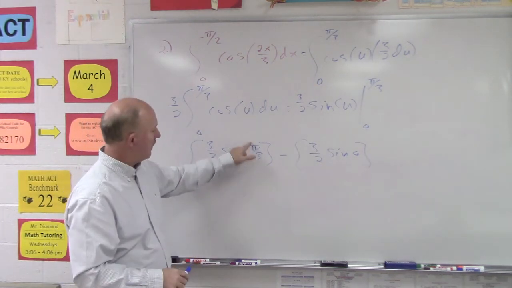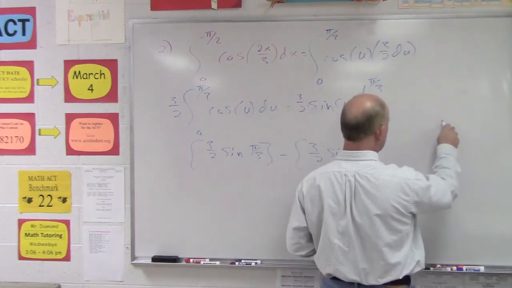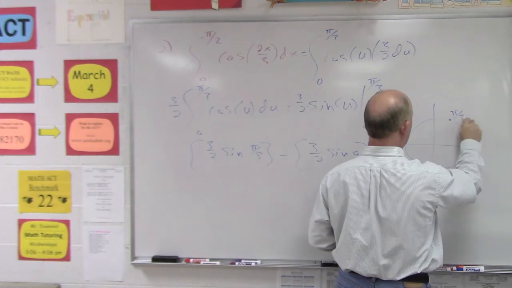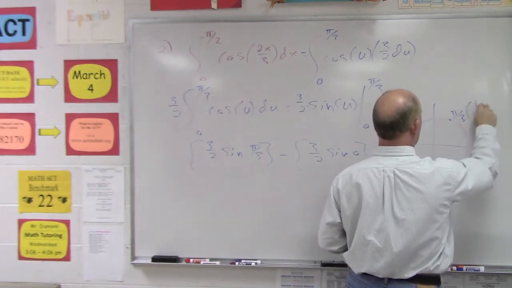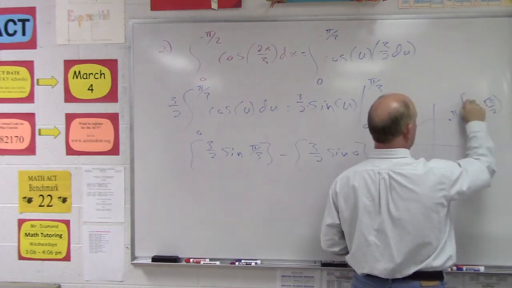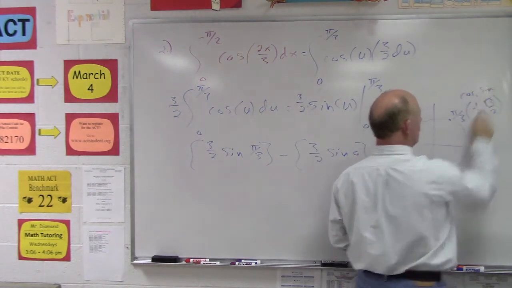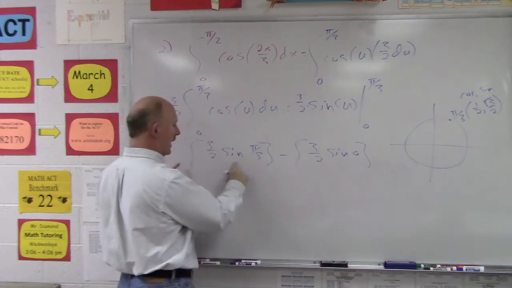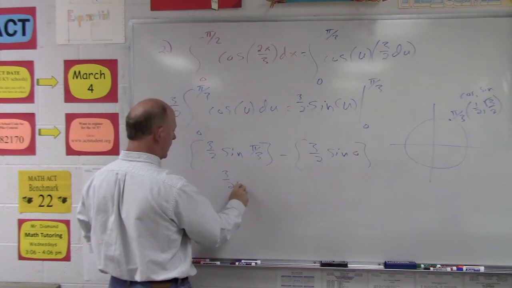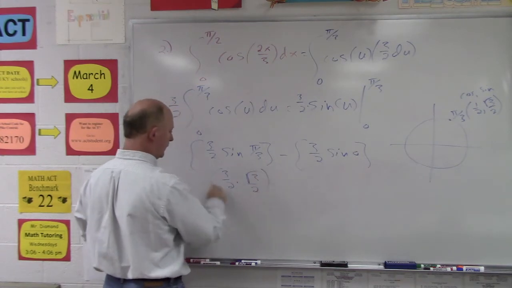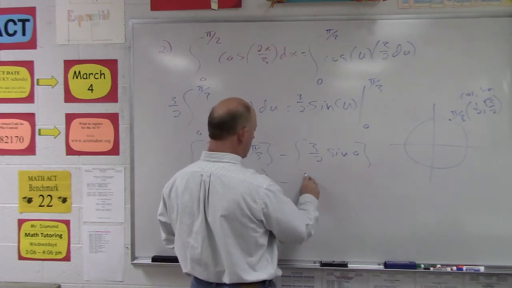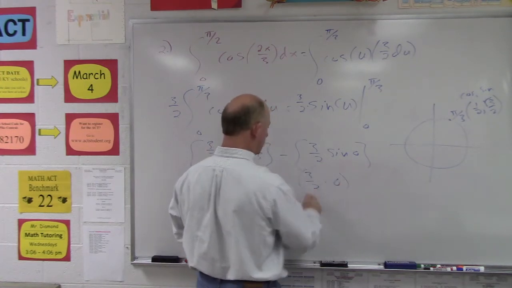Okay, first of all, sine pi over 3. Now if you remember your unit circle, pi over 3 would be about right here. Okay, that's going to be 1/2, square root of 3 over 2. The x value is cosine, the y value is sine. So sine pi over 3 is actually square root of 3 over 2. So it'll be 3 over 2 times the square root of 3 over 2 minus. Now sine 0 is 0, so it'll be 3/2 times 0.